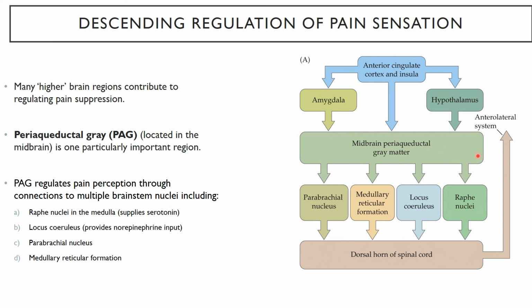This is a critical node in this system. As you can see, you've got several inputs coming into the PAG, and then the PAG sending projections to a whole bunch of other additional areas in the midbrain and brainstem. These areas then project down to the dorsal horn of the spinal cord to regulate pain at the spinal cord, inducing changes in pain perception.